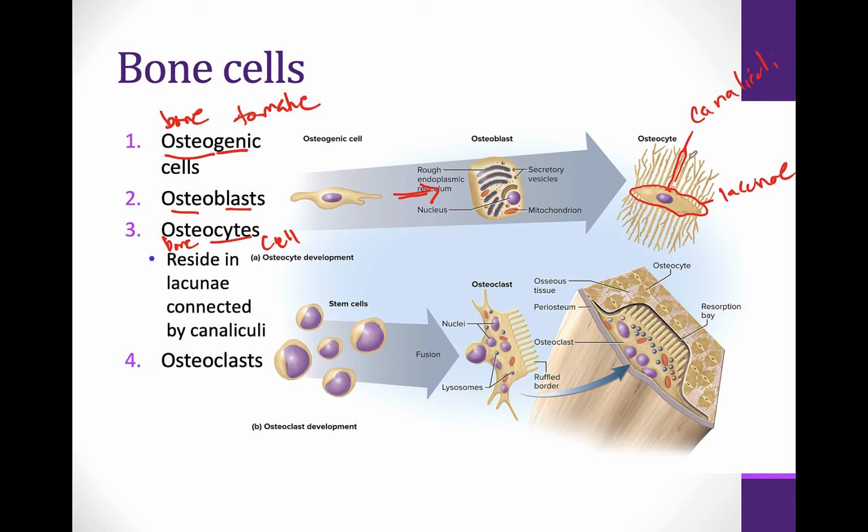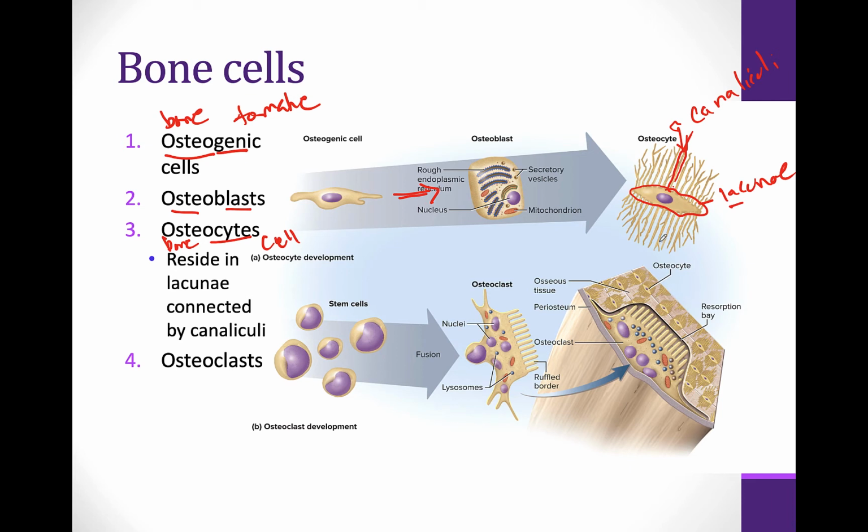And these projections will reach up and touch the next adjacent bone cell. So these canaliculi will allow this one to communicate with the next bone cell. These osteocytes, they deposit a matrix, which becomes the actual hardened bone tissue. So eventually they deposit enough matrix around themselves that they get trapped in this hardened bone tissue and are trapped in this little lake.